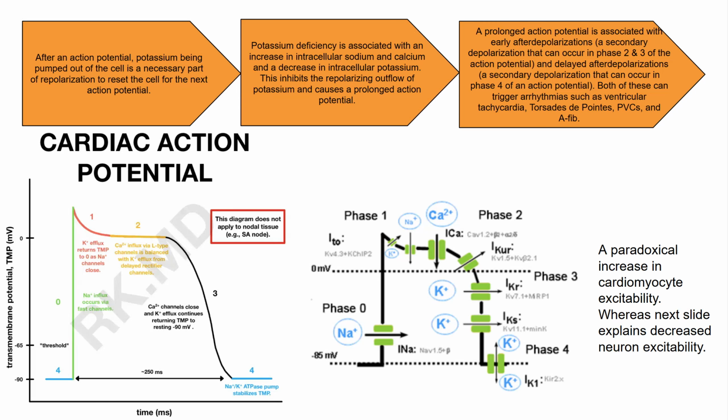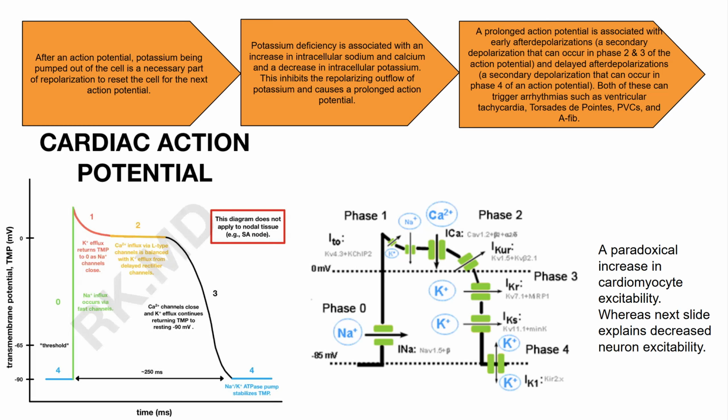Here are the impacts of potassium deficiency on the heart. This is specifically relating to cardiomyocyte action potentials. Nodal tissue action potentials look different than this. However, they're impacted in a very similar way. So I'll just describe the cardiomyocyte perspective. After an action potential, potassium being pumped out of the cell is a necessary part of repolarization to reset the cell for the next action potential.